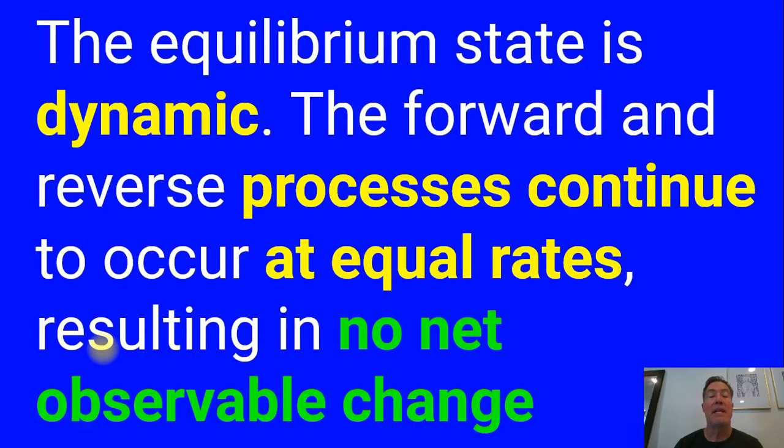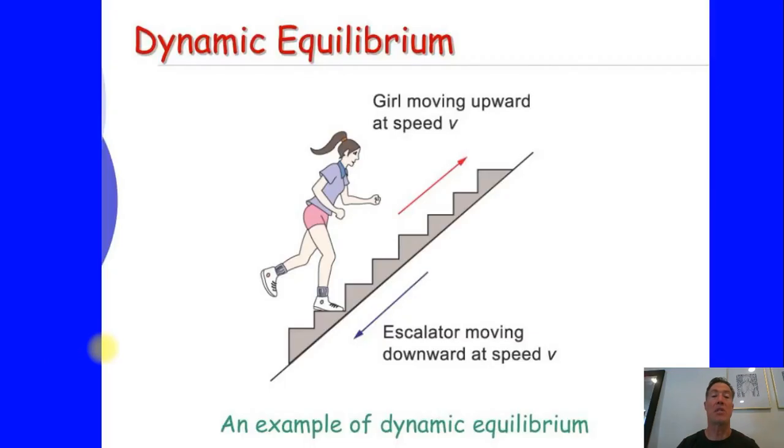It's important to remember this is a dynamic equilibrium. That is, it's not that the forward and reverse reactions stop, it's just that they proceed at equal and opposite rates, resulting in no net observable change. So imagine you've got an escalator moving down at a certain speed v, and you have a girl moving up that escalator at speed v. She's going to look like she's standing still. Right? Her position isn't going to change. But of course, she's moving up and the stairs are moving down. It's just that together the rates balance each other out.